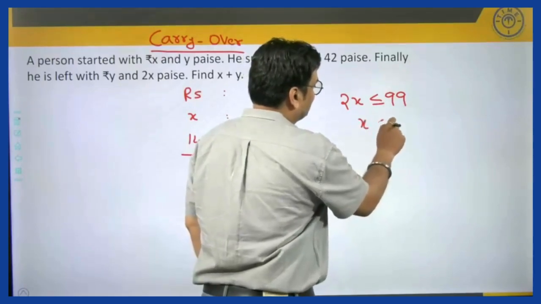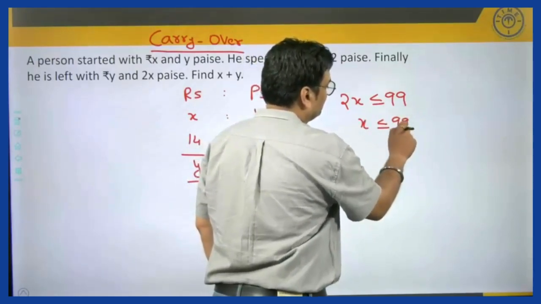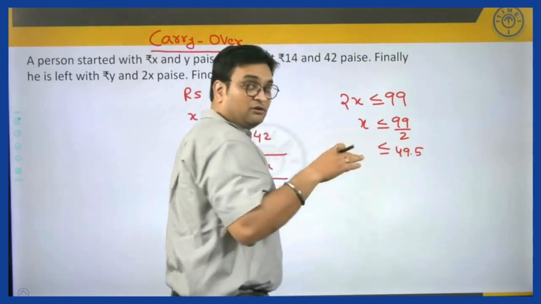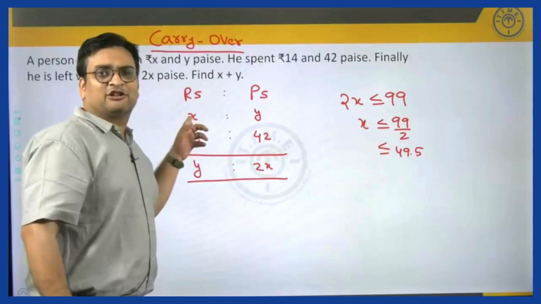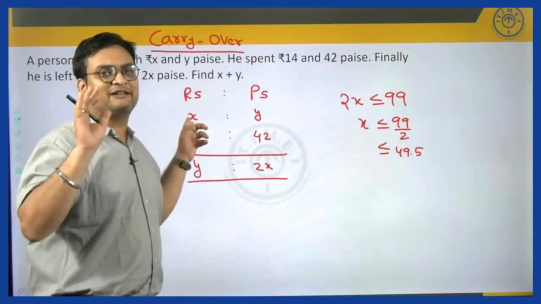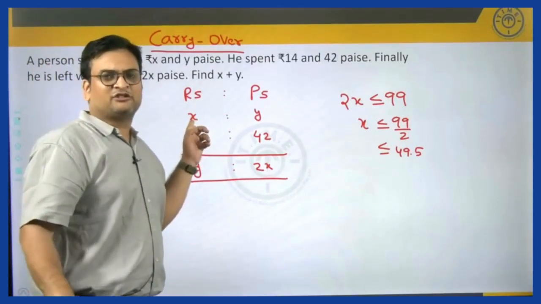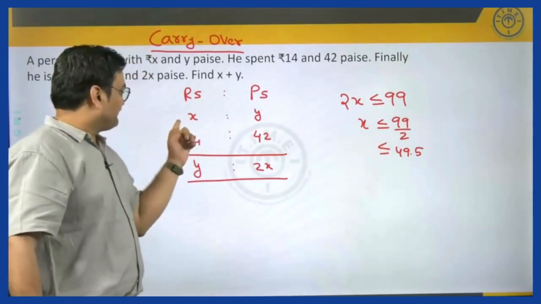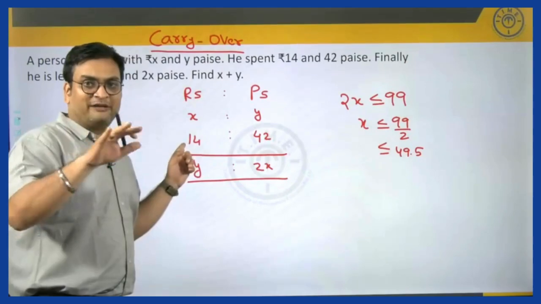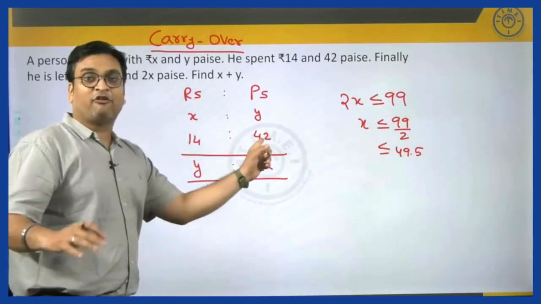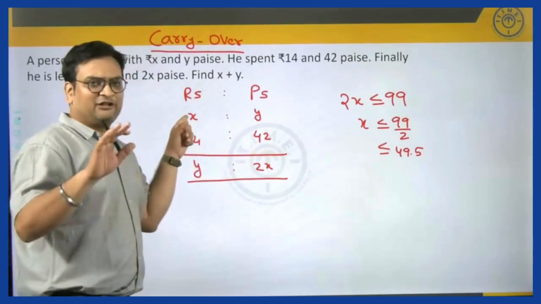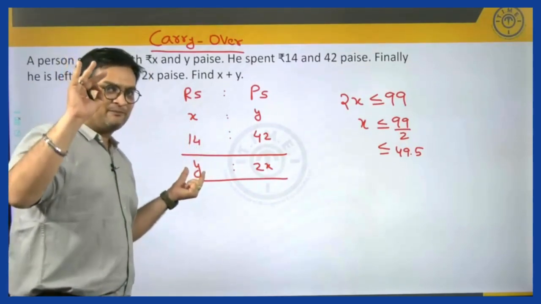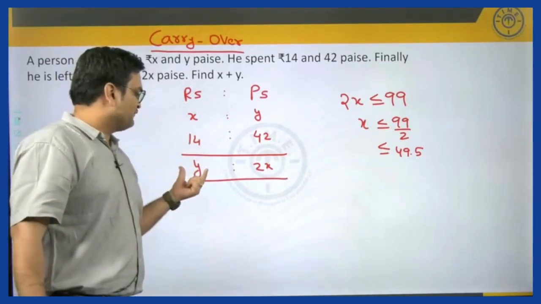So that means x should be less than or equal to 99 by 2, which is nothing but less than or equal to 49.5. Now what does this further mean? I started off with some amount which is less than or equal to 49.5, so something like 48 rupees, 49 rupees, 45 rupees. From that I subtracted 14 rupees. I'm just going in round figures, not even looking at 42 paise. From 49 rupees something, I subtracted 14 rupees. So at best, I can be left with 49 minus 14 is 35.